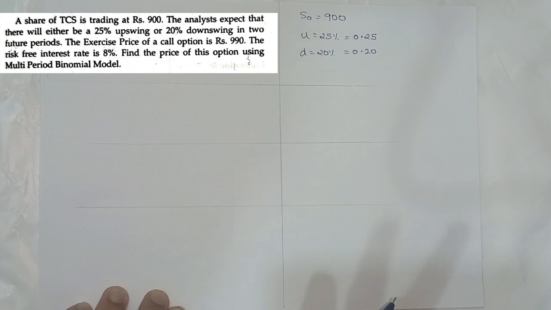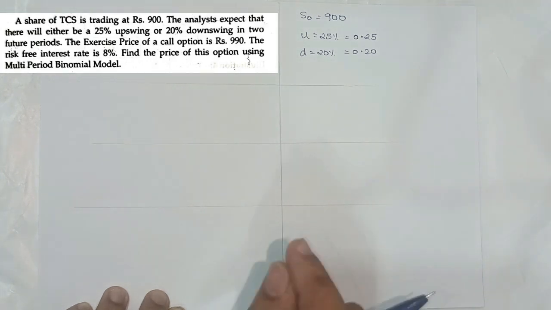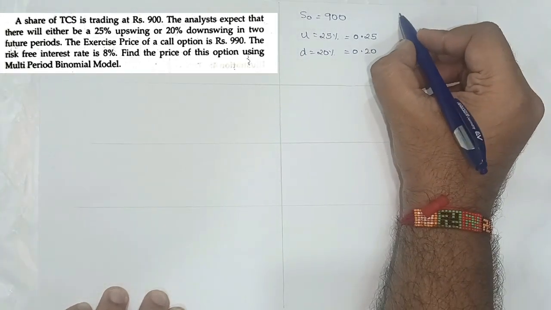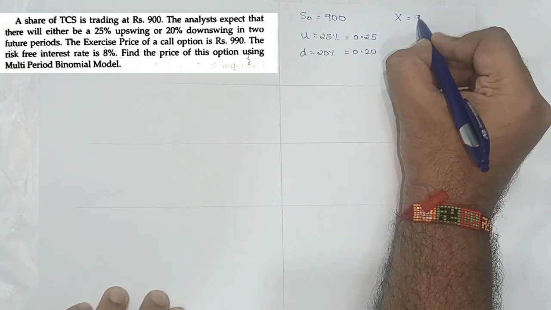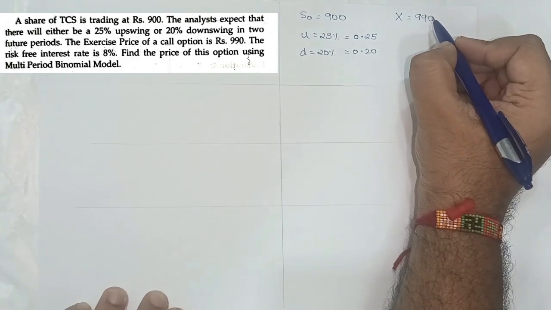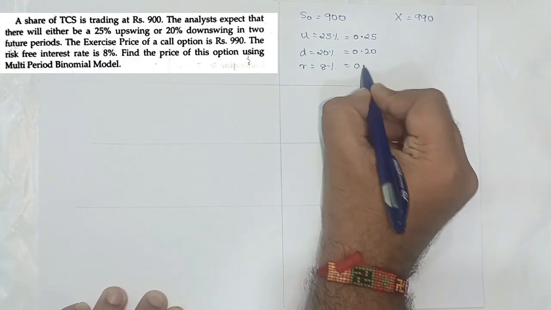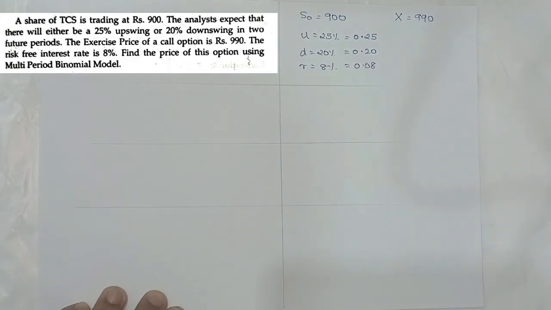in two future periods. Now this is multi-period. In the first sum that we did, there was nothing mentioned similar to this 2 week or 2 period based. So now this is a 2 future period based sum. Now the exercise price of the call option is 990. So they're giving you exercise price, so X is equal to 990. The risk-free interest rate R is 8%, so that is nothing but 0.08. Find the price of this option using multi-period binomial model.